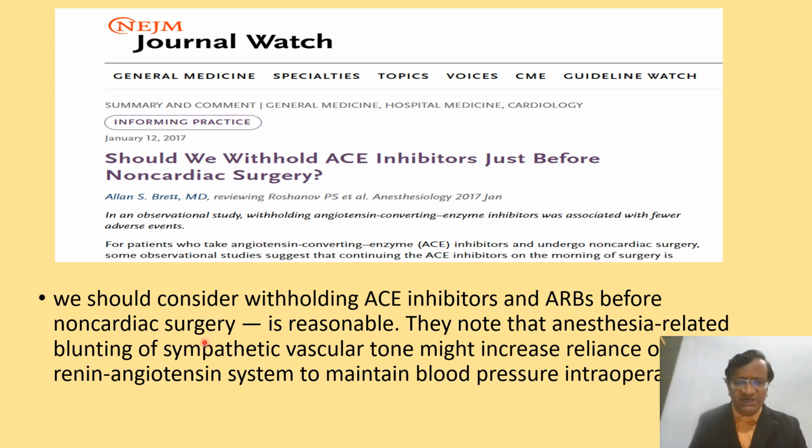Yes, there is another point: we should consider withholding is reasonable. They note that anesthesia-related blunting of sympathetic vascular tone. Now, we have blunted the sympathetic vascular tone by way of some drugs. We have given vasodilators. We have given inhalation agents. So now your system is what? The renin angiotensin system is the only thing maintaining the blood pressure. That is the problem here. Now we have blocked it also. We have blocked that also. That is why they say it is refractory.